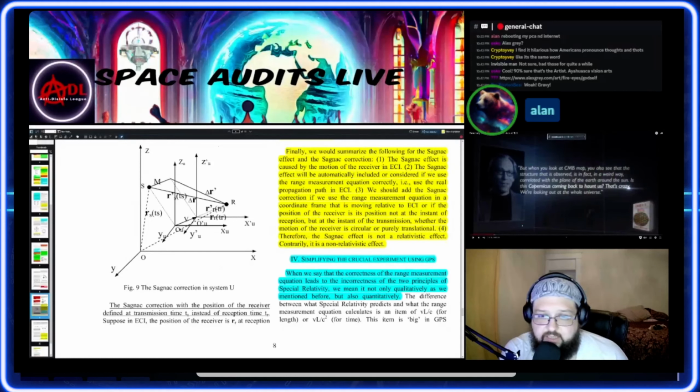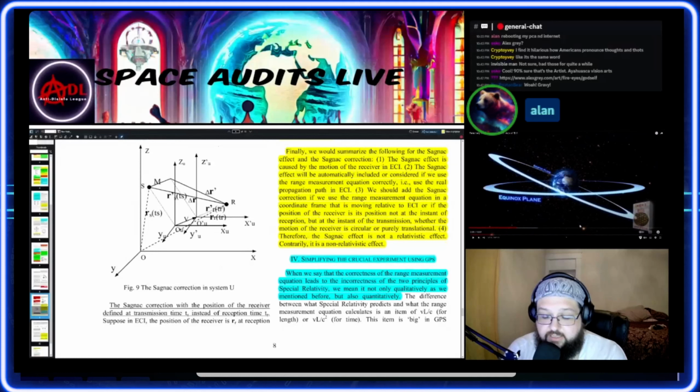Therefore, the Sagnac effect is not a relativistic effect, and contrarily, it is a non-relativistic effect. So specifically, he's saying not only is it not a relativistic effect, it has nothing to do with relativity. He's very clear about that.